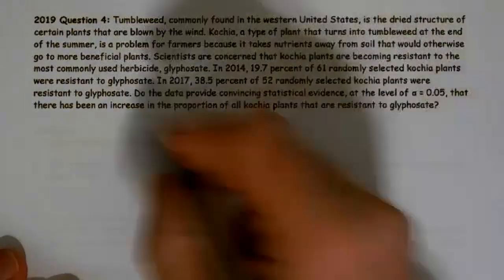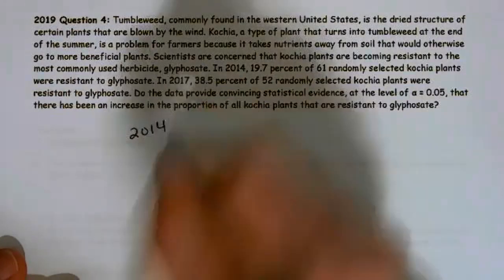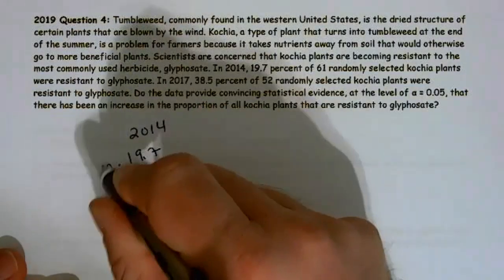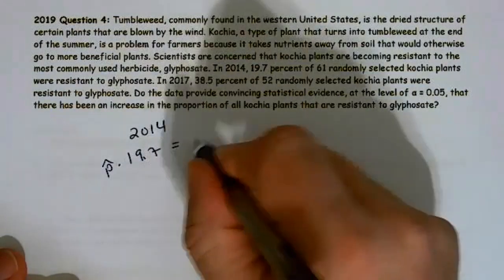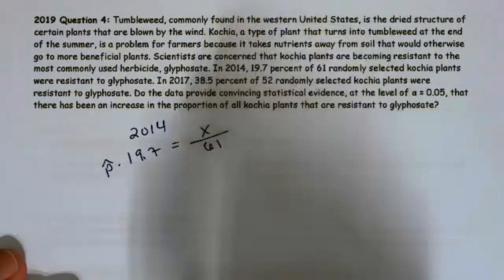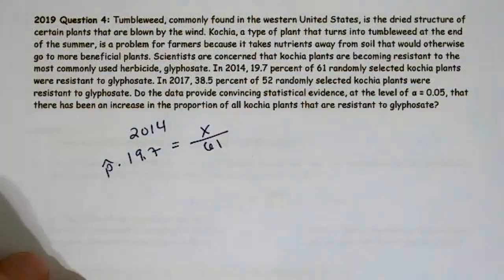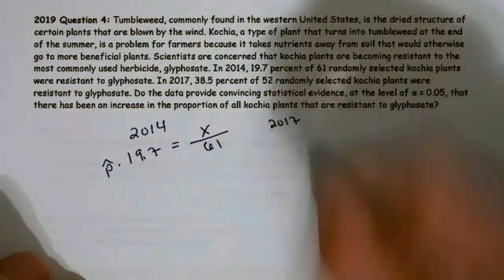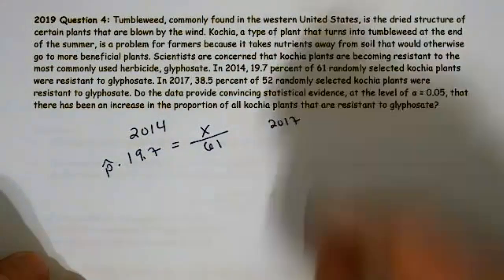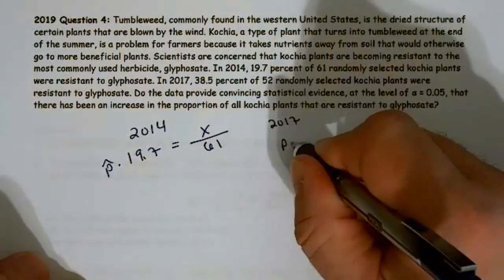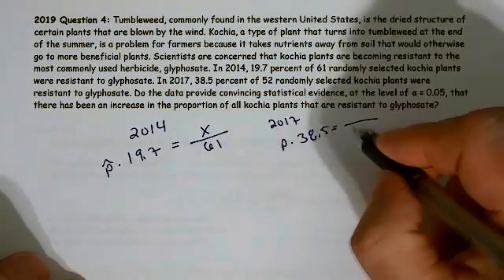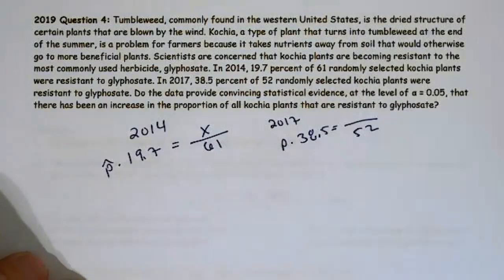I'm going to go ahead and write that down. So 2014, we had 19.7, that's our p hat, out of 61. In 2017, we had 38.5%, so this is our p hat, out of 52 be resistant to glyphosate.